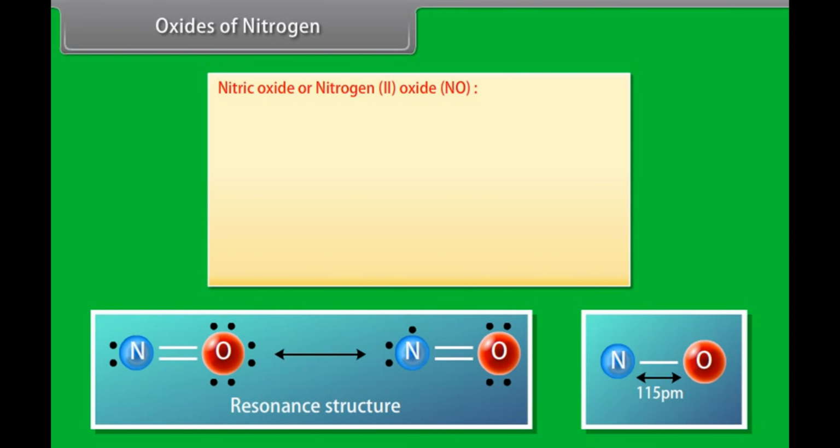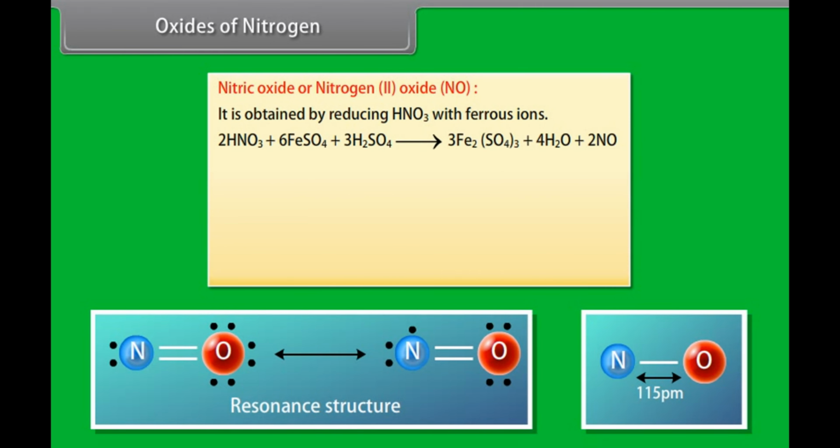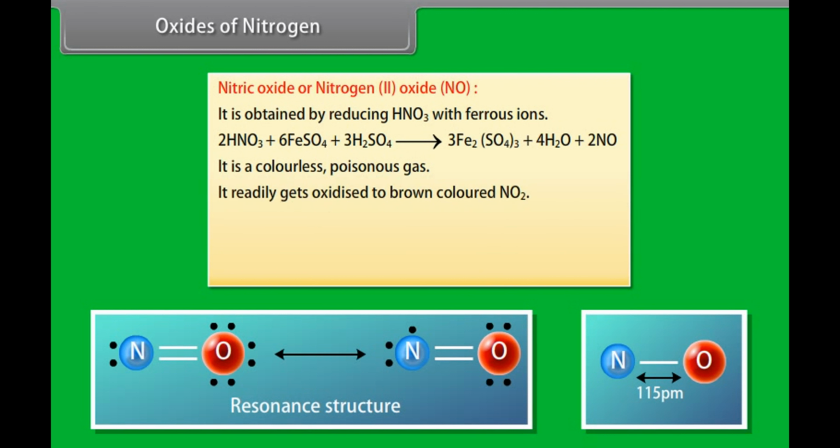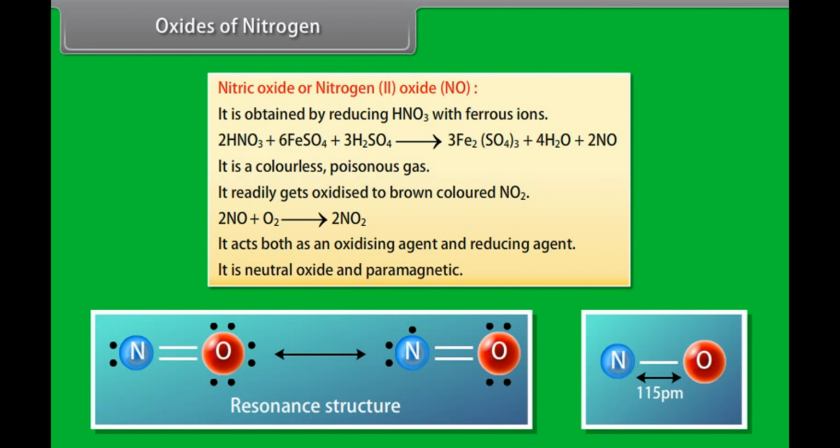Nitric oxide or nitrogen 2 oxide. It is obtained by reducing HNO3 with ferrous ions. It is a colorless, poisonous gas. It readily gets oxidized to brown-colored NO2. It acts both as an oxidizing agent and reducing agent. It is neutral oxide and paramagnetic.